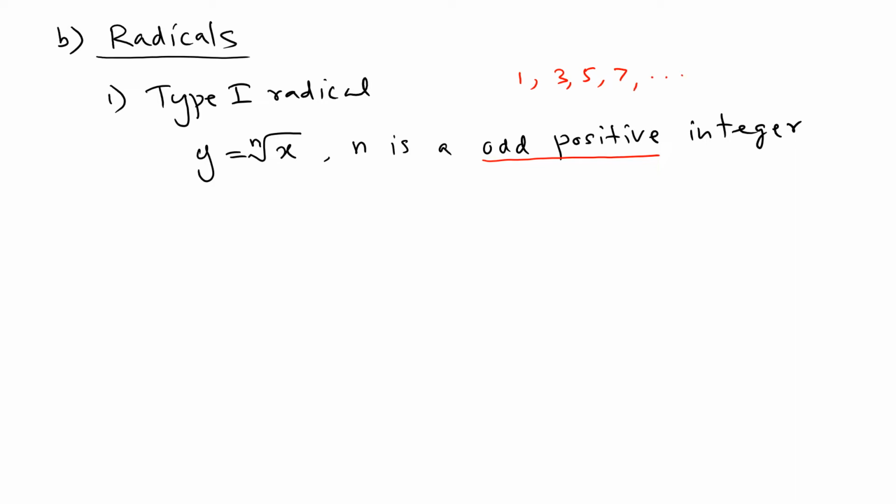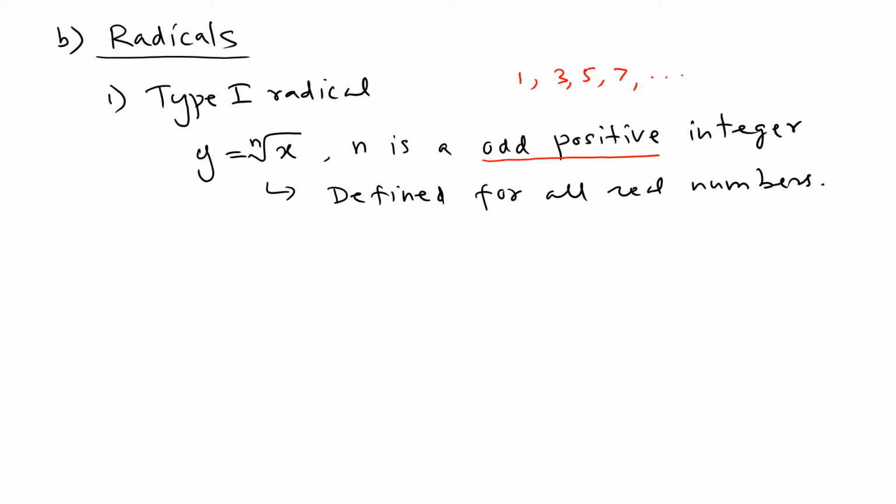In this case, we can see that x can be anything: 0, negative, positive. For all the numbers, this is valid. For example, the cube root: you can take the cube root of any number, positive, 0, or negative. So in this case, x can be all real numbers. This is defined for all real numbers.